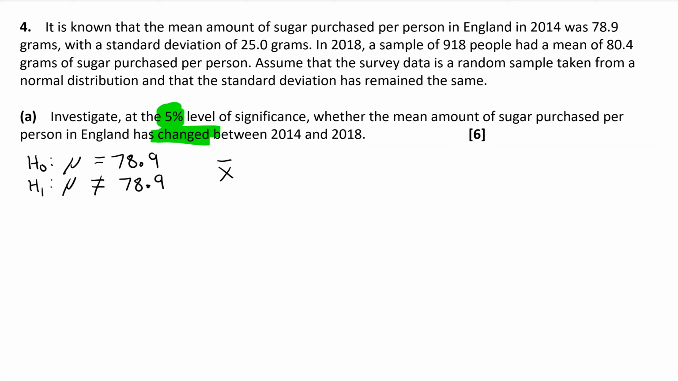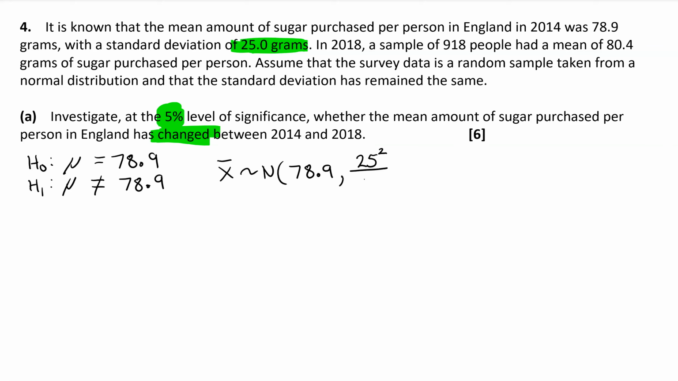When we're doing this for normal distribution, we're looking at a sample. That's why I need to put x with the line above it to indicate that I'm looking at my sample. So the mean is going to be 78.9, what the mean claims to be. And the variance is 25 squared. In the question, you're given the standard deviation. So the variance would be 25 squared.